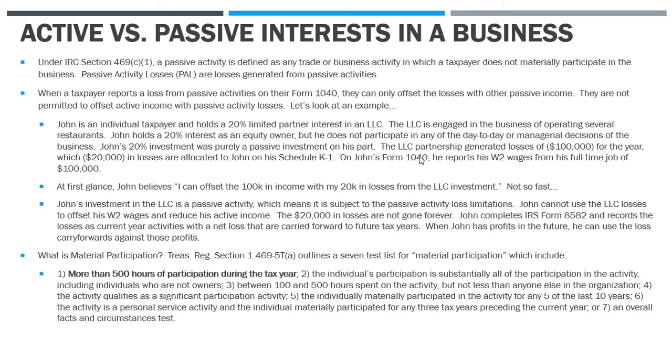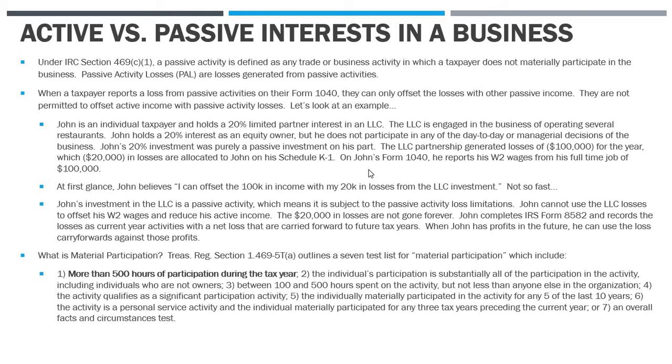Okay, so if the LLC partnership generates $100,000 of net loss for the year, John's going to be allocated 20%, $20,000. That's going to be on his Schedule K-1, line 1, right? And then on John's Form 1040, let's say he reports W-2 wages from his full-time job of $100,000, right? So the W-2 wages are active income to John.